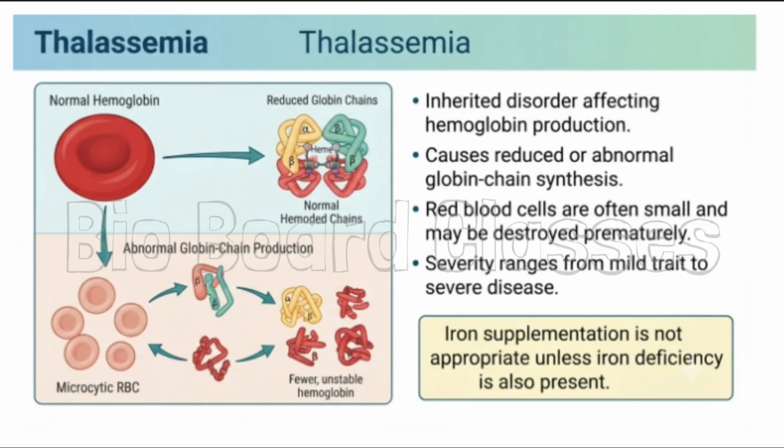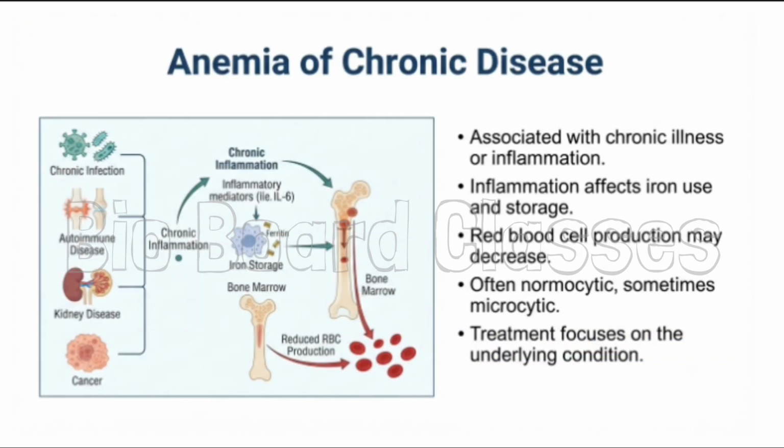Anemia of chronic disease, also called anemia of inflammation, occurs in people with long-term illnesses or chronic inflammatory conditions. Conditions such as chronic infections, autoimmune diseases, kidney disease, and some cancers can contribute to this type of anemia. Inflammation affects how the body uses and stores iron and can also reduce red blood cell production. This type of anemia is often normocytic, although it can sometimes become microcytic. Treatment focuses mainly on managing the underlying disease.